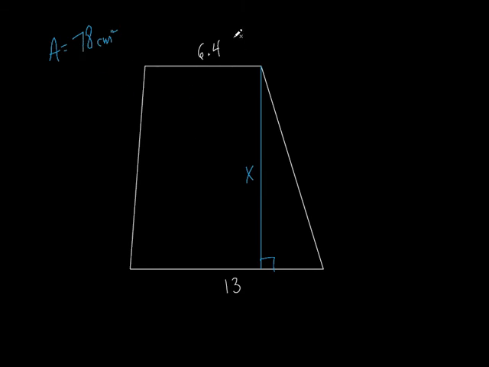Now, if they just told you those first things I had written down, you wouldn't be able to find the area because you don't know the height. But they do tell you the area, and you have to find the height. In fact, if you don't like X, you can put H for height. Maybe some people would rather see the H there because that's what's in our formula.